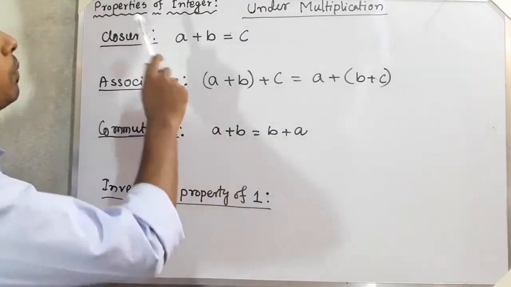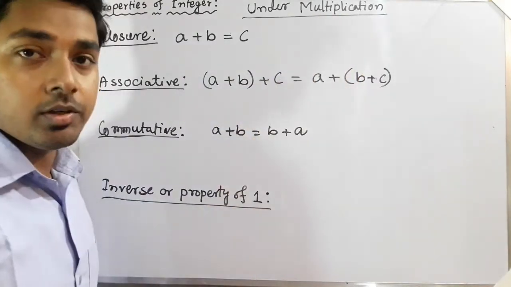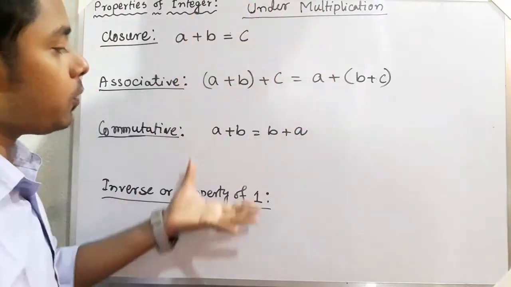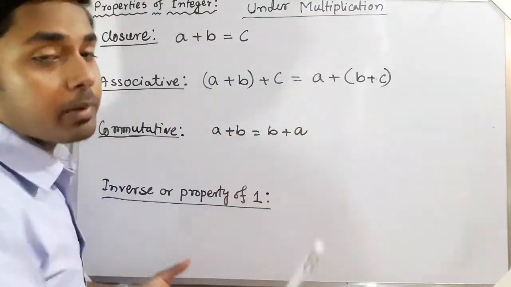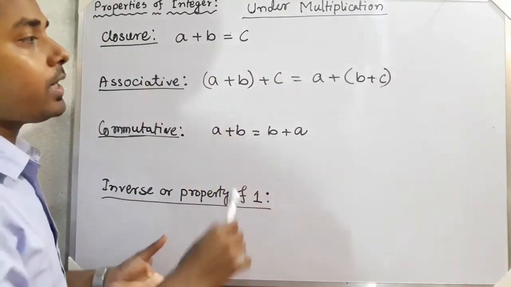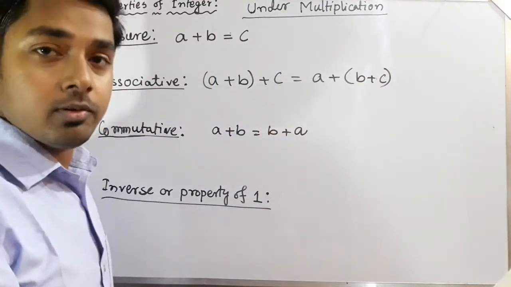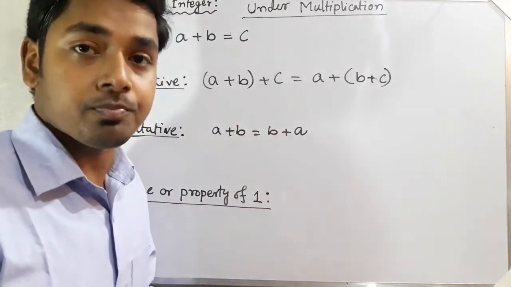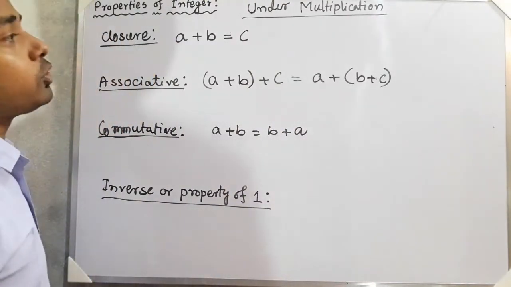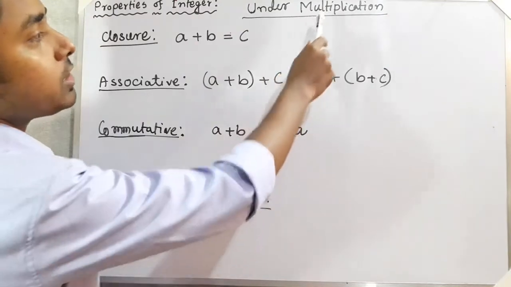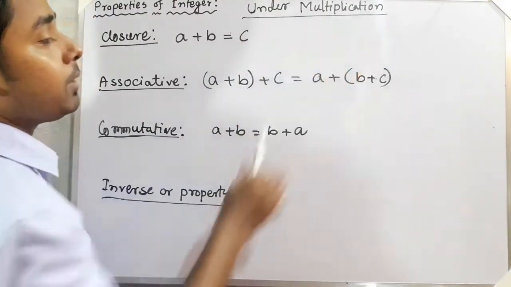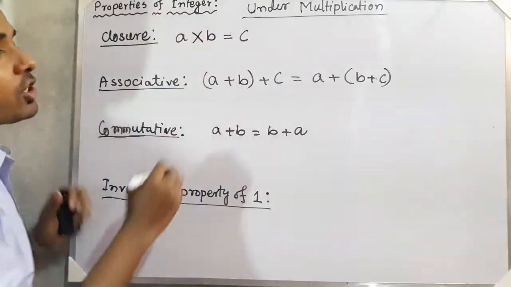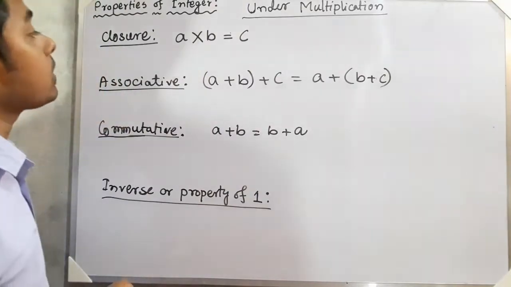Now we will know the properties of integers under multiplication. Okay, and the properties we have done for addition, all these properties we also have for multiplication. That means for additions and for multiplications we have the same properties, but we have to change a little bit. What we have to change? Now we are talking about multiplication. That means in place of addition, now we have to put multiplication.